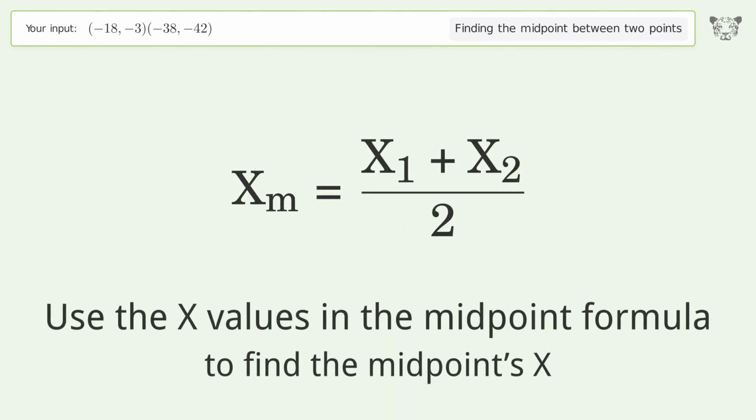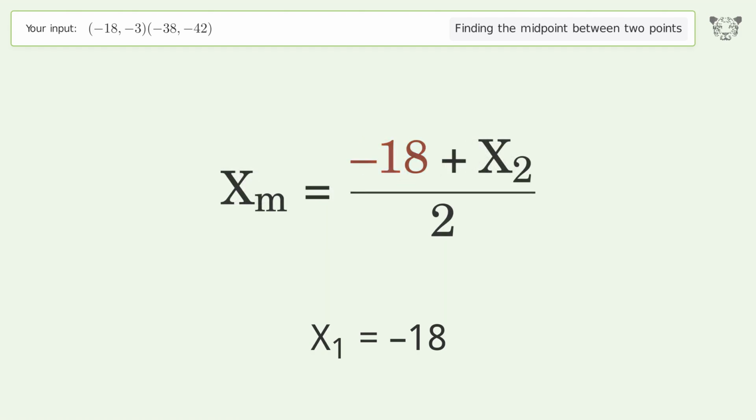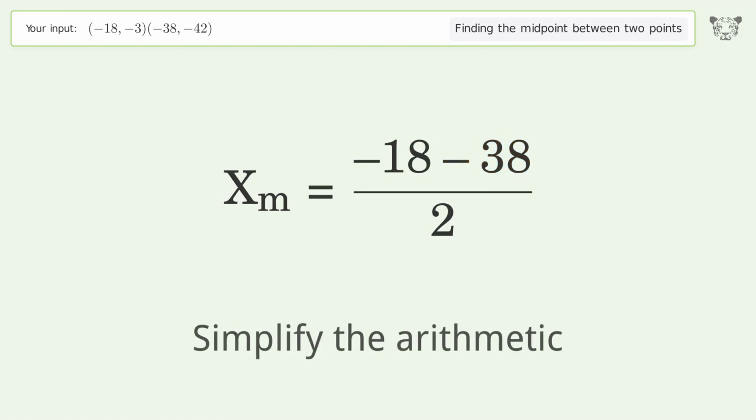Use the x values in the midpoint formula to find the midpoints x. x1 equals -18. x2 equals -38. Simplify the arithmetic.